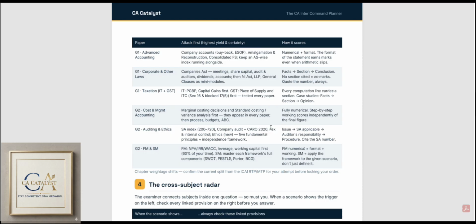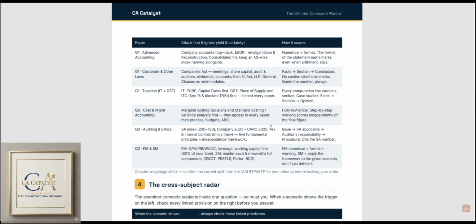Then there is company audit. Then there is CARO 2020, risk and internal control. Ethics, which is new. These 5 fundamental principles and the independence framework, you should thoroughly understand. These are the pillars which will help you score marks. Rest is the presentation, how you are writing. Now this subject is very crucial, which is theory, and the mannerism, the presentation, how you write would help you stand out, fetching the marks.